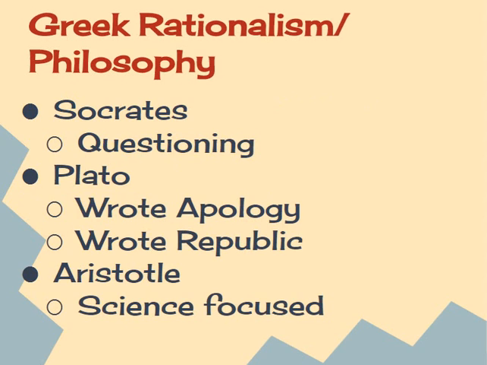Greek rationalism philosophies, you want to know these three philosophers: Socrates, Plato, and Aristotle, all emerging out of Greece. We know that each of the ones below it are disciples of the other. So Plato was a disciple of Socrates. Socrates was big about his questioning and understanding what is real, and so he asked lots of questions. Plato wrote the Apology, and he wrote the Republic. The Apology talks about the trial of Socrates, and he also then studied the theory of forms.